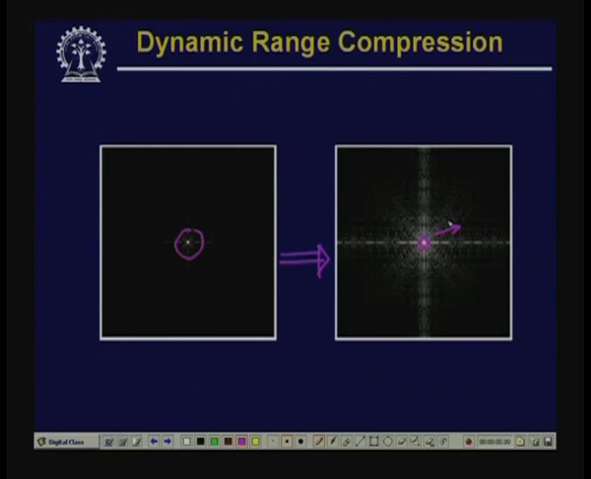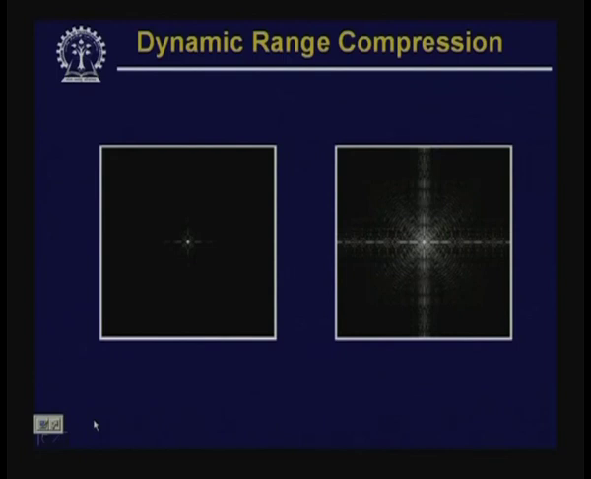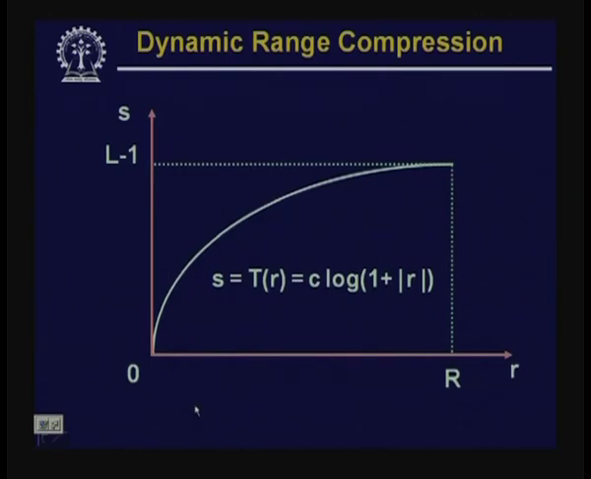So, here our application is to compress the dynamic range of the input image, and the kind of transformation which can give us this dynamic range compression is a logarithmic transformation. Again we assume that r is the intensity of a pixel in the original image and s is the intensity of the pixel in the processed image, and the relation is s = T(r) = c log(1 + |r|), where c is a constant. This constant has to be decided depending upon the dynamic range of your display device and the dynamic range of the input image which is to be displayed.